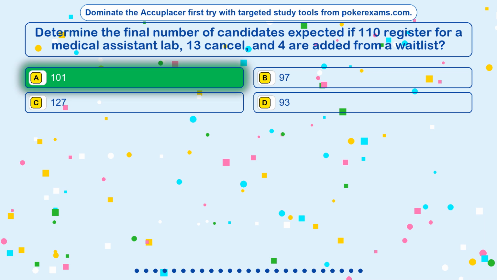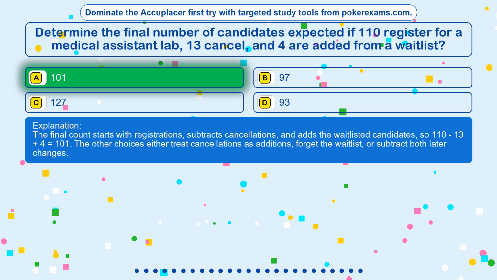The correct answer is option A, 101. The final count starts with registrations, subtracts cancellations, and adds the waitlisted candidates, so 110 minus 13 plus 4 equals 101. The other choices either treat cancellations as additions, forget the waitlist, or subtract both later changes.